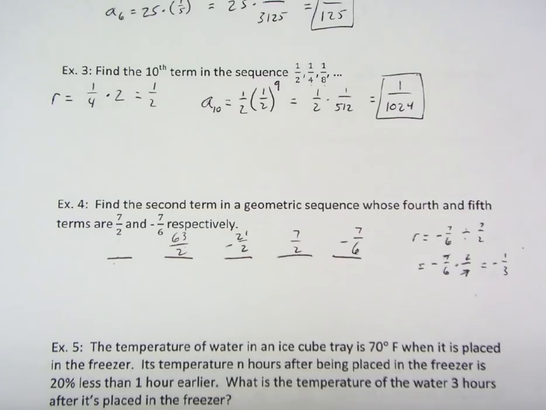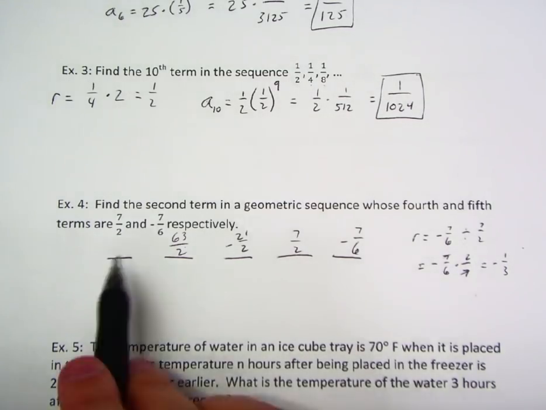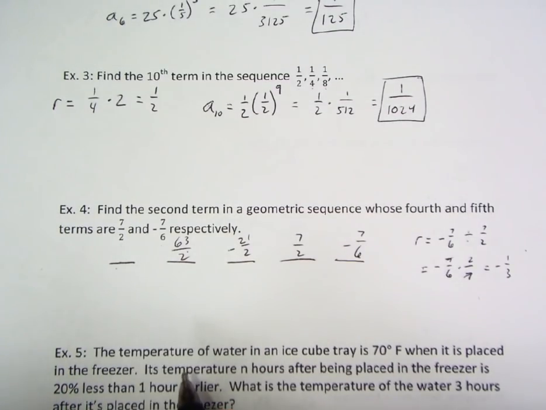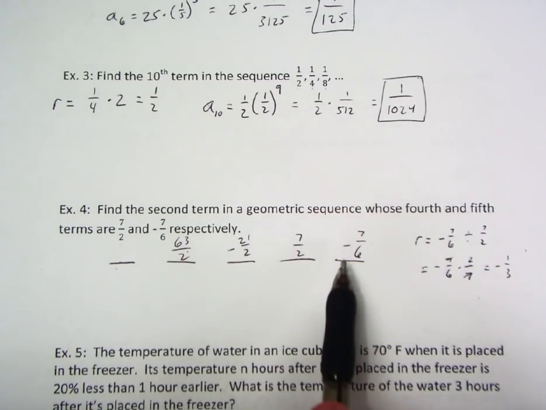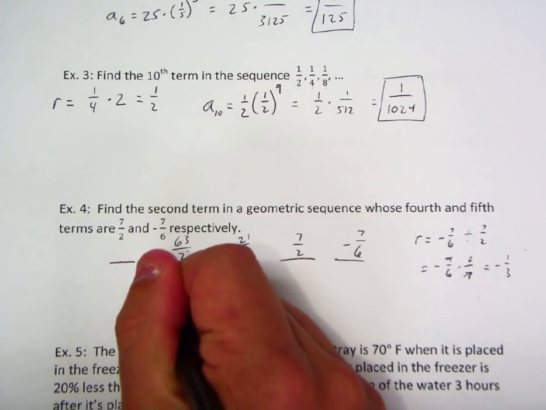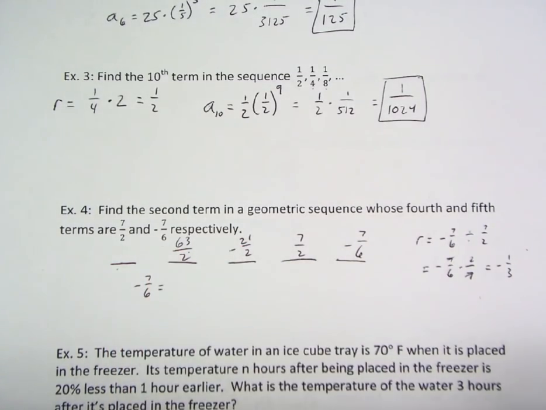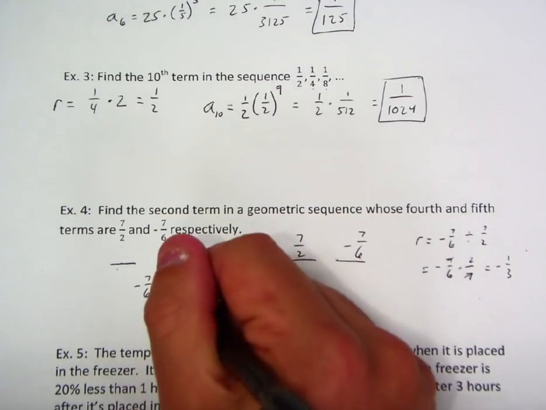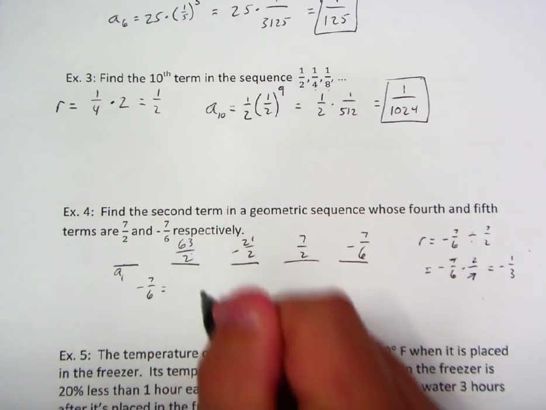Now, some people say, well, what if I don't want to do it that way? What if I want to use a formula to find the second term? Well, here's what I would do. We don't know the first term, and so what I can do is this. I know the last term is -7/6. I don't know the first term. I don't know this one right here.